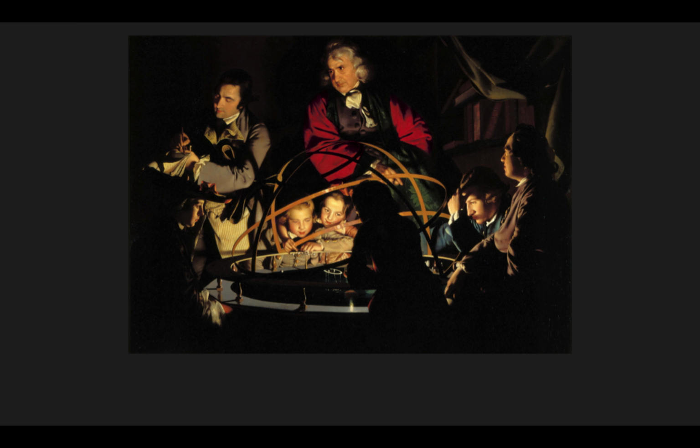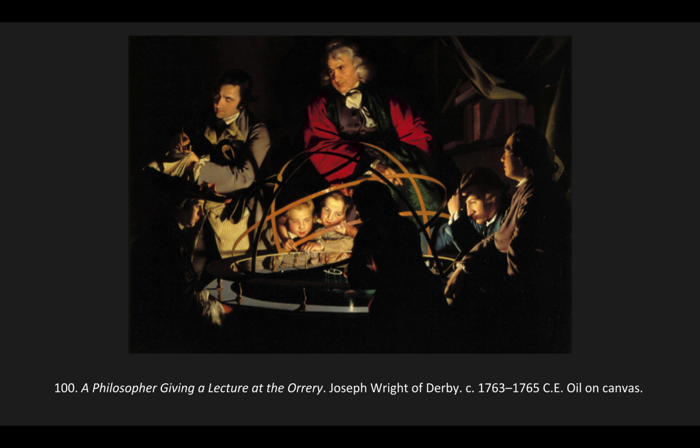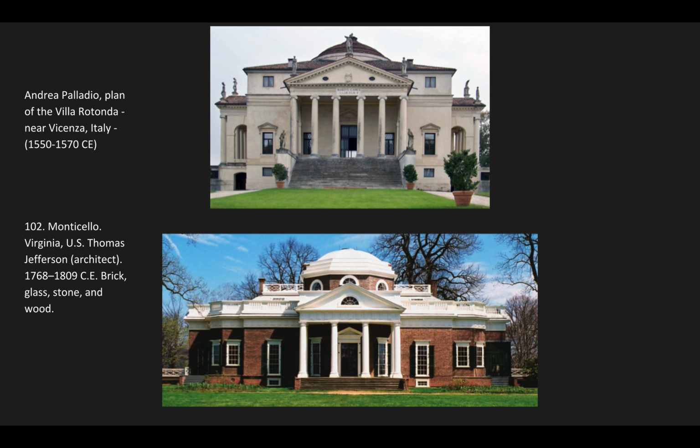on the right. All right, you should know Joseph Wright of Derby, what his paintings are influenced by, what sort of intellectual ideas or movement is seen in the works of Joseph Wright of Derby, right? As they look at the orrery, that model of the solar system, what major intellectual movement is he being influenced by? All right, Monticello, so we're transitioning into neoclassicism here.